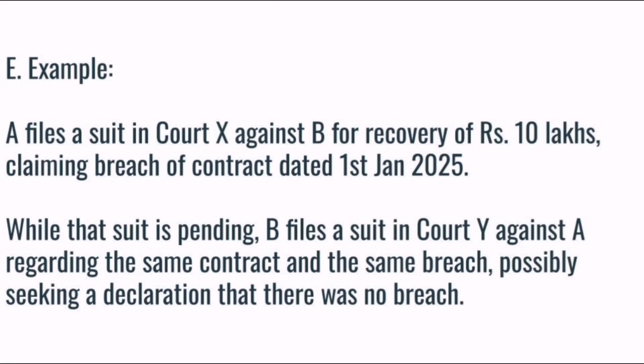Now we're going to see the example part. Here this example is between two parties named A and B. A files a suit against B in court Y for recovery of money or breach of contract. Here B again files a suit against A. Here they are the same parties. The issue is also directly and substantially the same. But B files the case in court Y. Now court Y cannot dismiss the case and cannot handle the case further. It has to keep this case in stay.